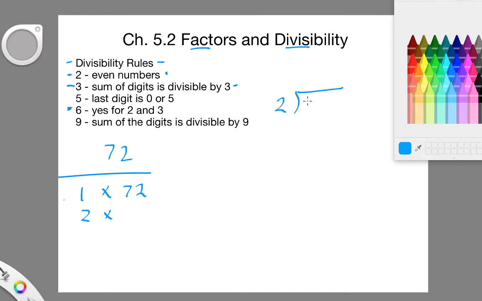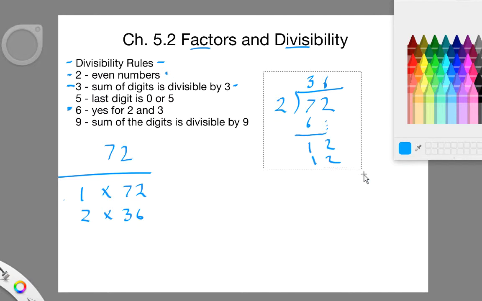Because 72 is an even number, we know that it's true, but we still have to find out how many times. 3 times 2 is 6. Bring down the 2 and 6. 6 times 2 is 12. So 36 times 2 is 72. Does that make sense?